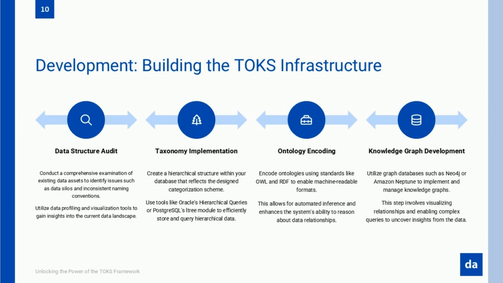As you progress through the development phase, it's important to implement a robust testing and quality assurance process. This should include unit testing of individual components, integration testing to ensure different parts of the system work together seamlessly, and performance testing to identify and address bottlenecks. Automated testing tools can help streamline this process and catch issues early in the development cycle.